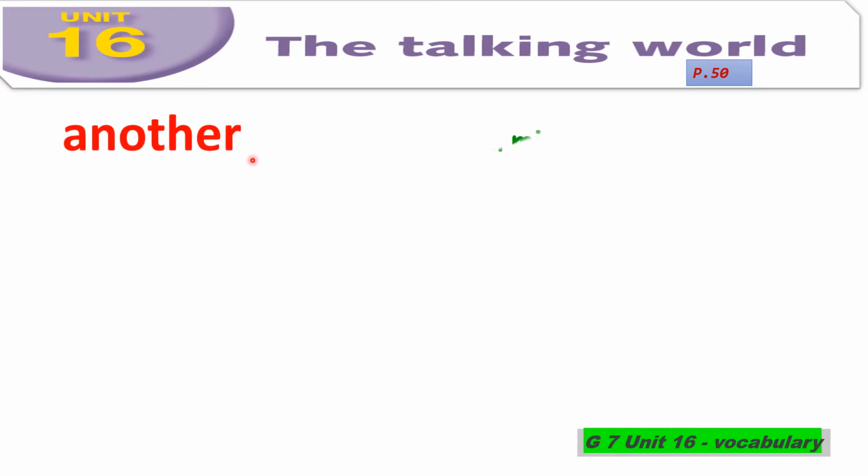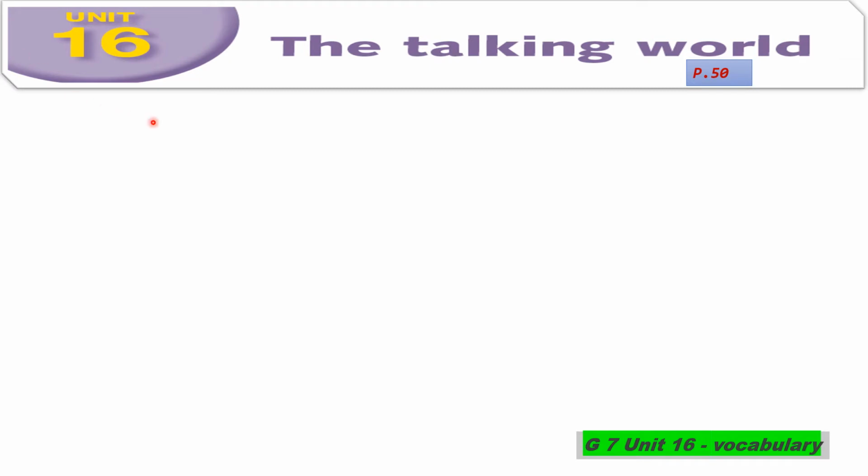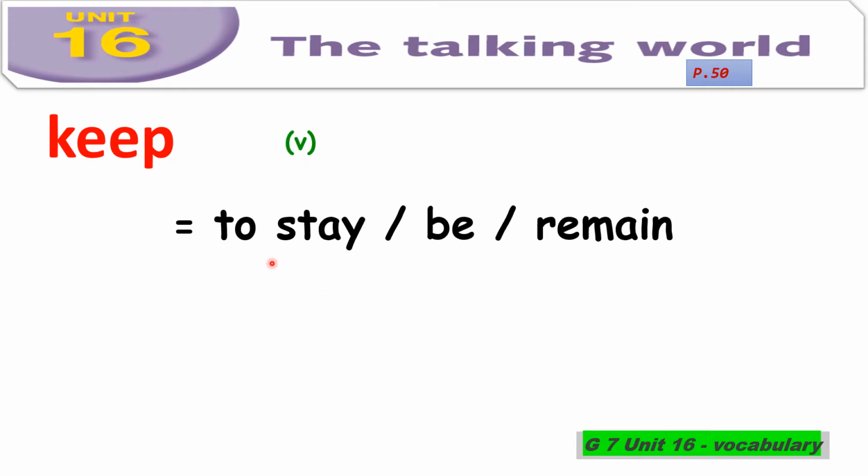Another. Another is a determiner. It means different or other. An example is, I am going to have another cup of coffee. The next word is keep. Keep is a verb. It means to stay, to be, or to remain. An example is, keep in contact or keep in touch when you are out of town.